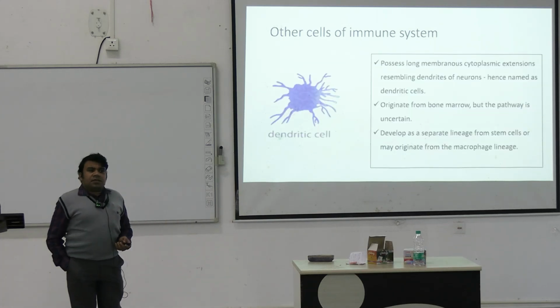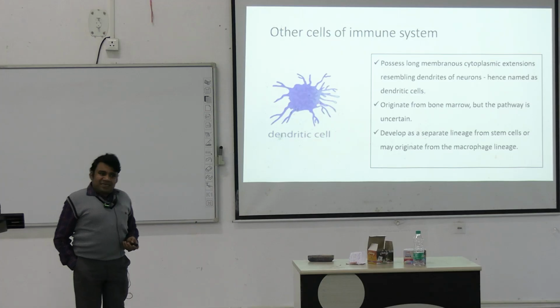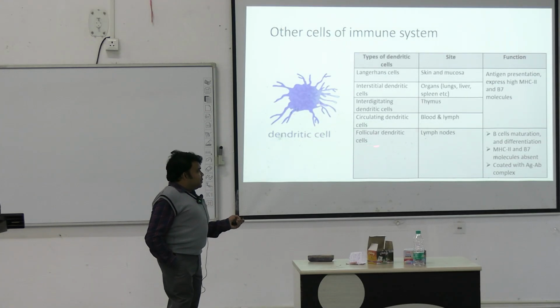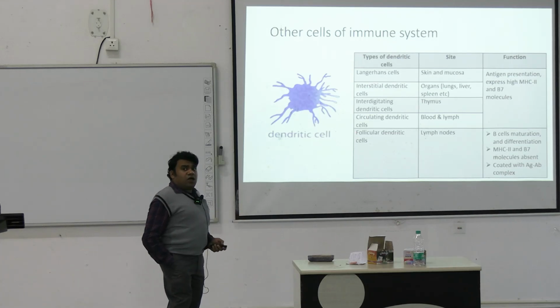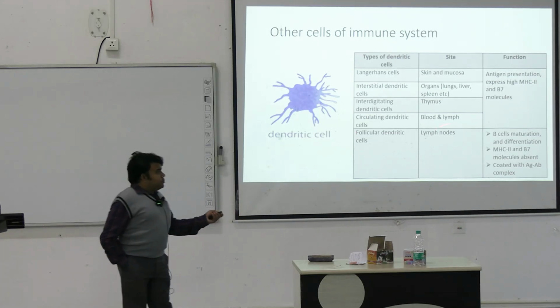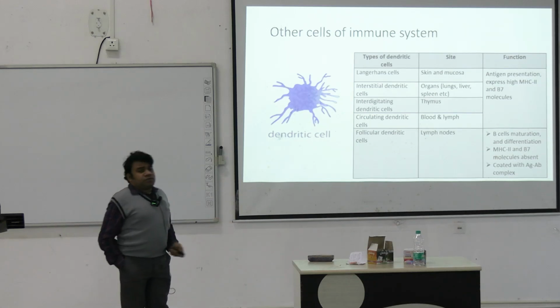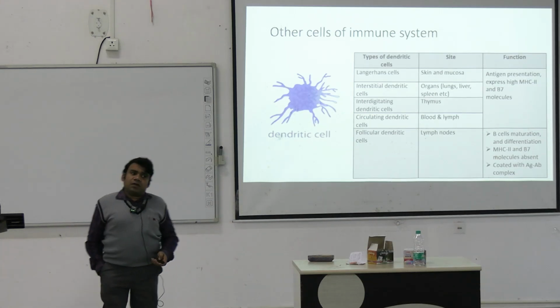Dendritic cells, commonly present in the skin, act as antigen presenting cells. Among them, there is a specialized type of dendritic cell called the follicular dendritic cells, which are present in the lymph nodes. They help in maturation of the B cells to form specific antibody.